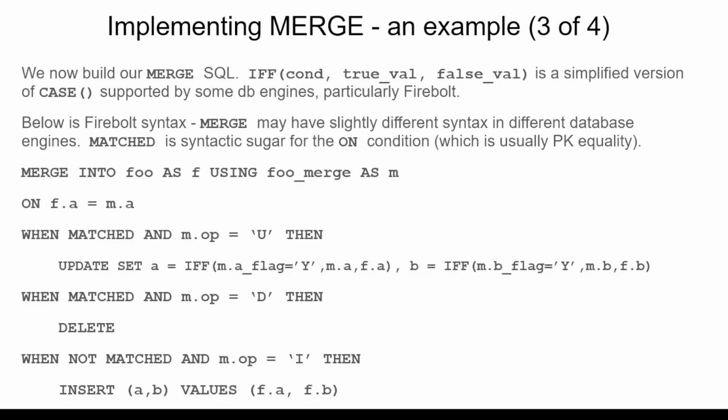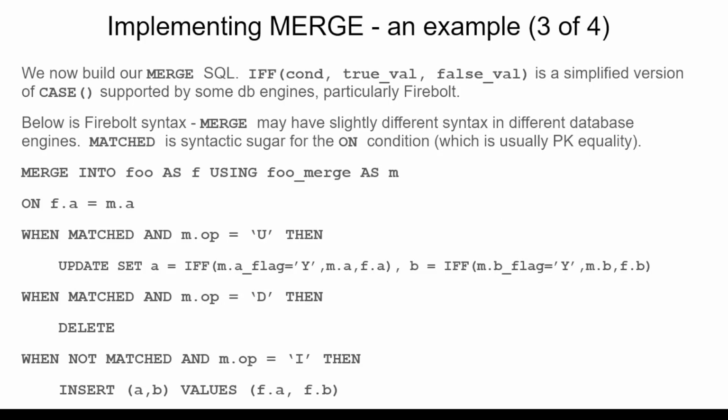Matched is syntactic sugar for the on condition being satisfied, which is the primary key equality in most cases and in our example. Merge into foo as f, using foo merge as m on f.a equals m.a. When matched and op is u, then execute this update. When matched and op is d, do a delete. When not matched and op is I, then do this insert.